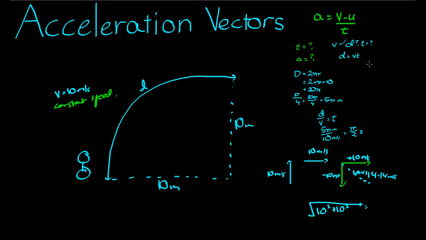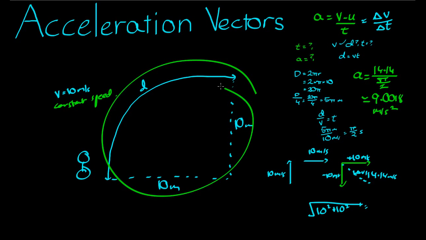And since the acceleration, this formula here, is really saying the change in velocity over the change in time, we can work out the acceleration for this question is equal to change in velocity, so 14.14 over change in time, pi on 2, which comes to approximately 9.0018 meters per second squared, the average acceleration over that time.